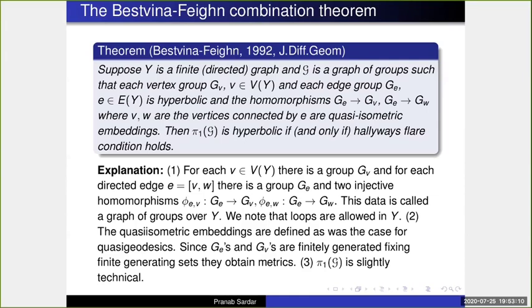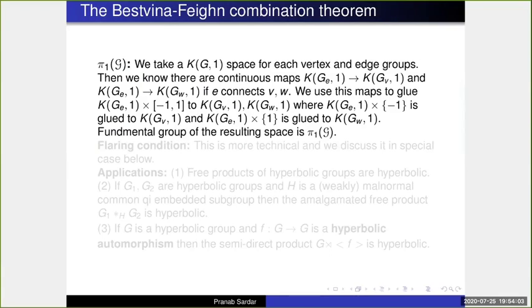So this data is graph of groups data. For instance, if I have just an edge, two distinct vertices V, W connected by some edge directed from V to W, then I will have just three groups, G_V, G_W and G_E, and two homomorphisms. The resulting pi_1 of that will simply be the amalgamated free product. So condition 2 is saying that it is a quasi-isometric embedding, which I explained already. In general, pi_1 of the graph of groups is slightly technical, so I'll quickly say what it is. Given this graph of groups data, you construct a topological space by constructing K(G,1) of each vertex group and each edge group.